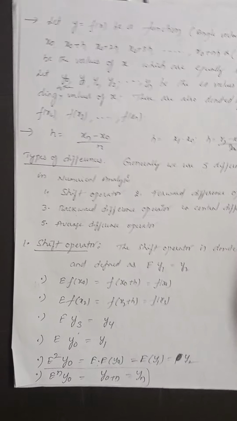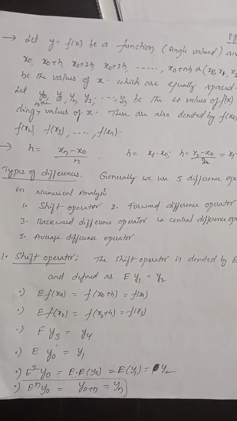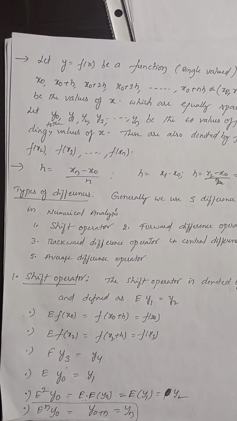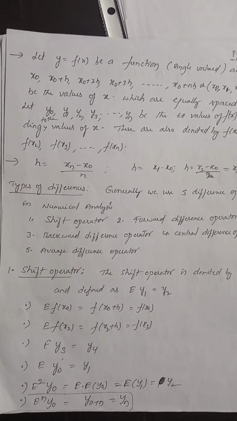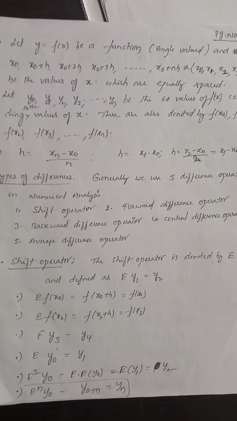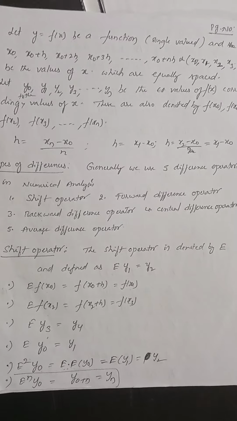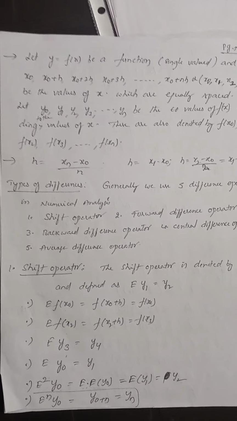It is a single valued function. The values of x are denoted by x0, x1, x2 and so on xn. These are also denoted by x0 comma x0 plus h comma x0 plus 2h comma x0 plus 3h so on x0 plus nh. That means the x values are equally spaced. Equally spaced means the difference between any two consecutive values of x is the same.